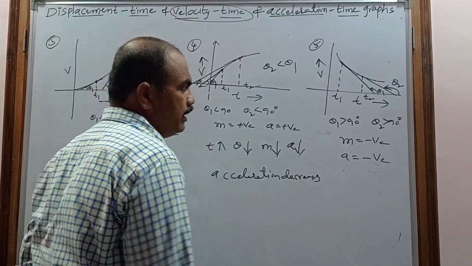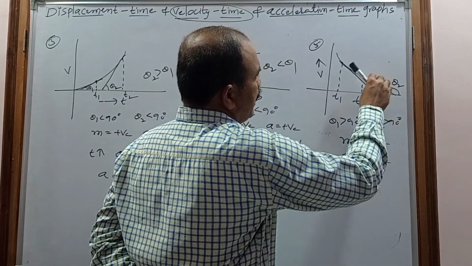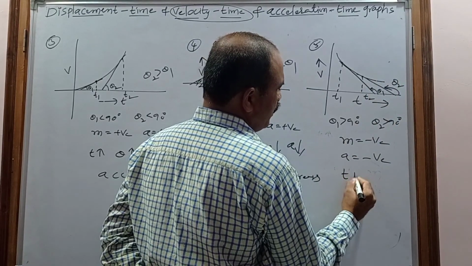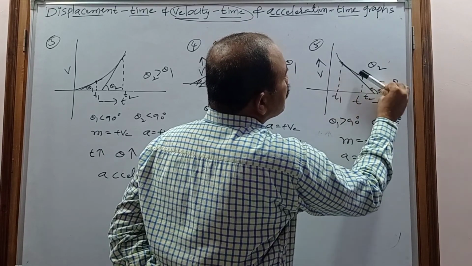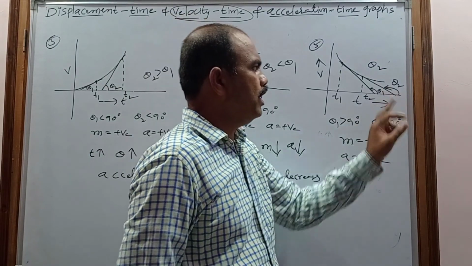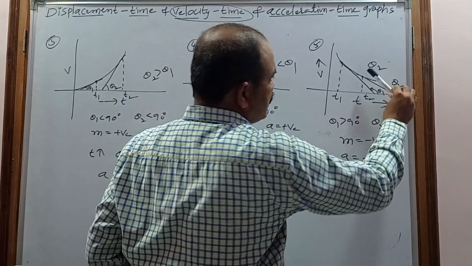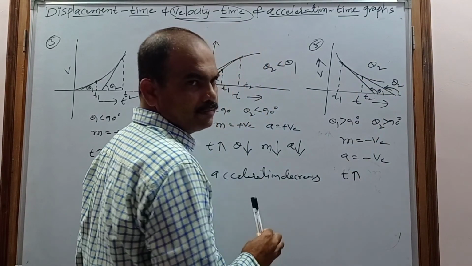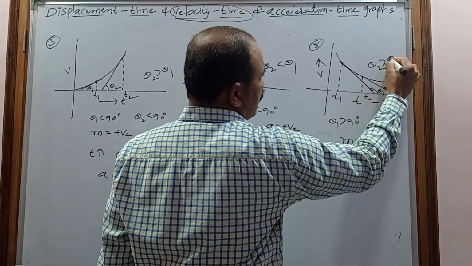But when the time is increasing, what about the acceleration? Now observe, this angle is for the first tangent, this angle for the second tangent. Which angle will be more here? Observe, is the steepness decreasing or increasing? The steepness is increasing. When the time is increasing, the steepness is also increasing, and theta 2 is greater than theta 1.